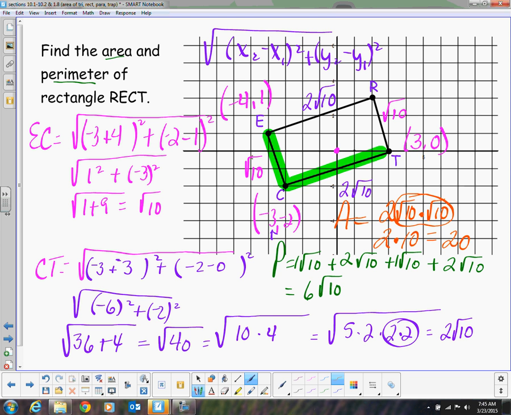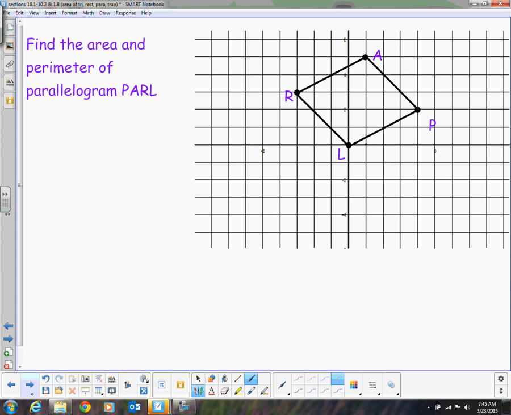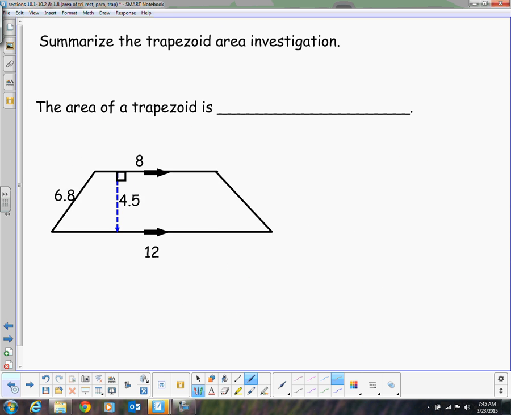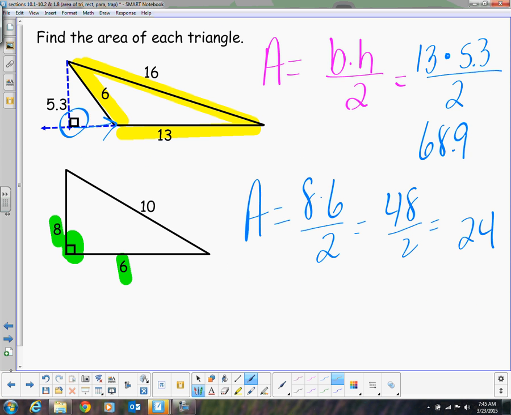Okay, is this coordinate geometry going away? No, it is not going away. Now there's a parallelogram. And we're going to call it a day at this, because I don't know. Did you have coordinate geometry? Did you have anything where you had to do distance formula?